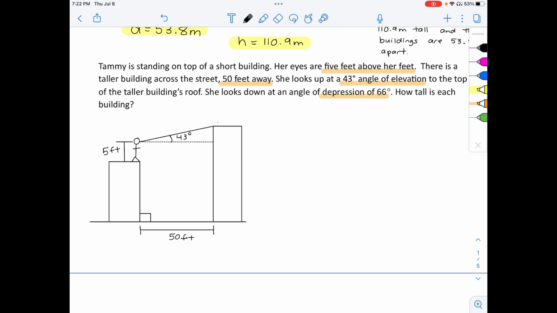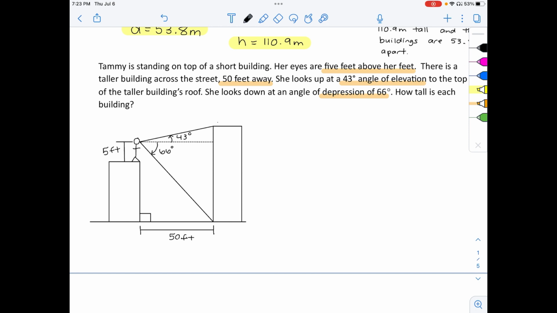And she looks down at an angle of depression of 66 degrees. So we're using the same horizontal line there because again, her eyesight is the reference point. And because it's an angle of depression, we are going to start from the horizontal and open down. The wording of the question isn't quite specific, but we can assume that she's looking down to the base of the building. Angle of depression means it's opening this way, so this is 66 degrees.